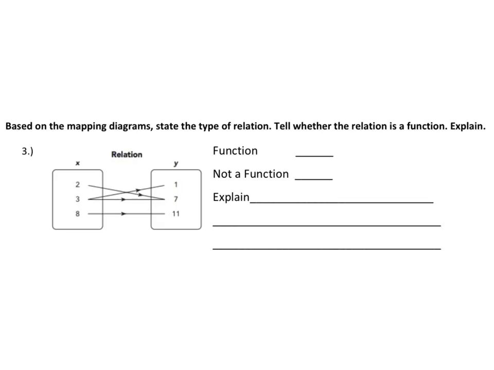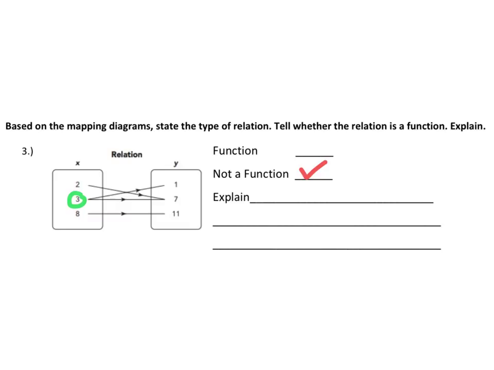For number 3, we're to look at the mapping diagram and state the type of relation. Tell whether the relation is a function and explain. So if we look at the mapping diagram, I can see that the number 3 has 2 outputs. So this would be a one-to-many relation. Therefore, since the 3 has 2 outputs, this is not a function.